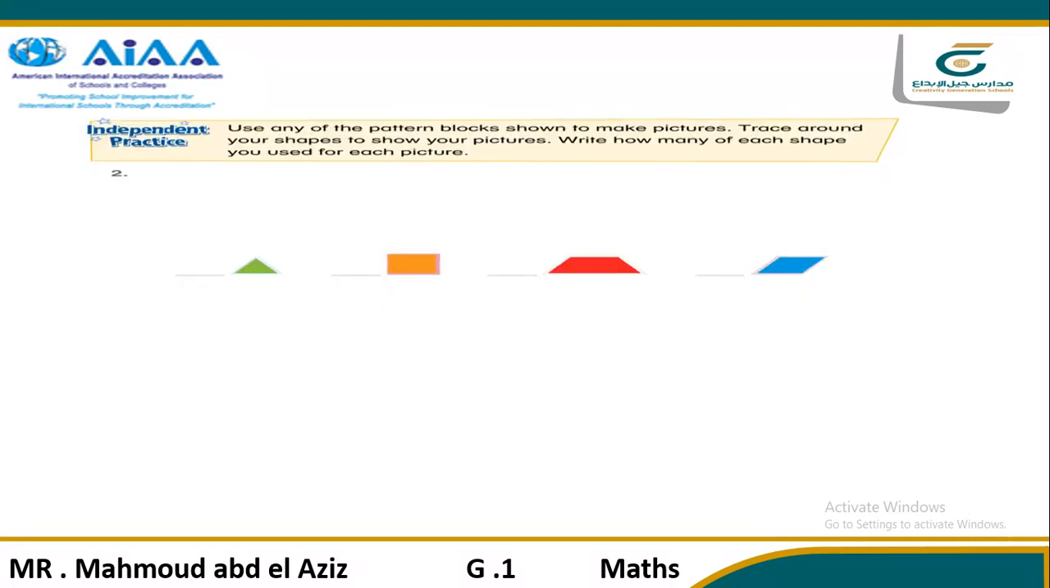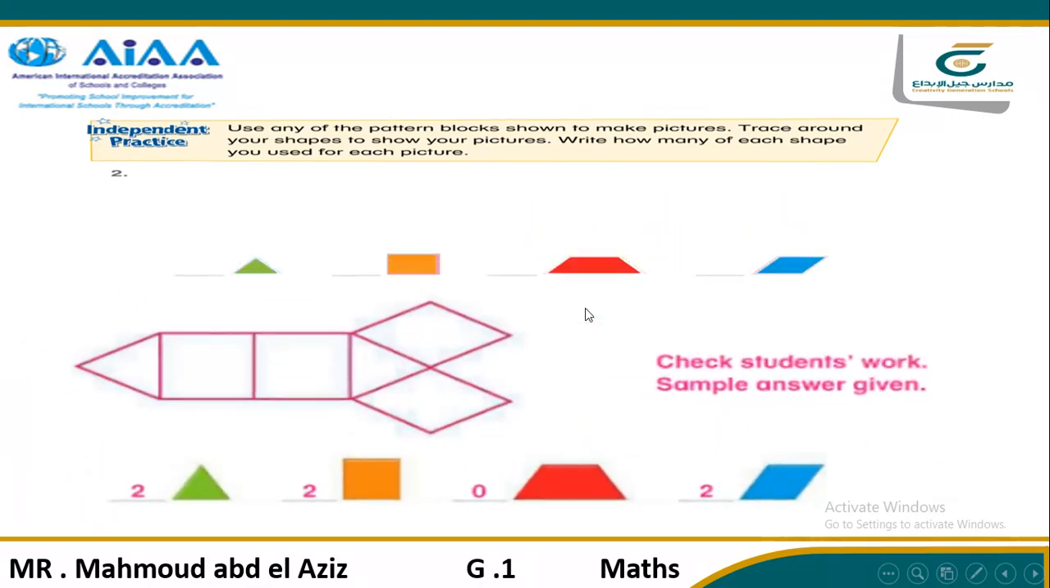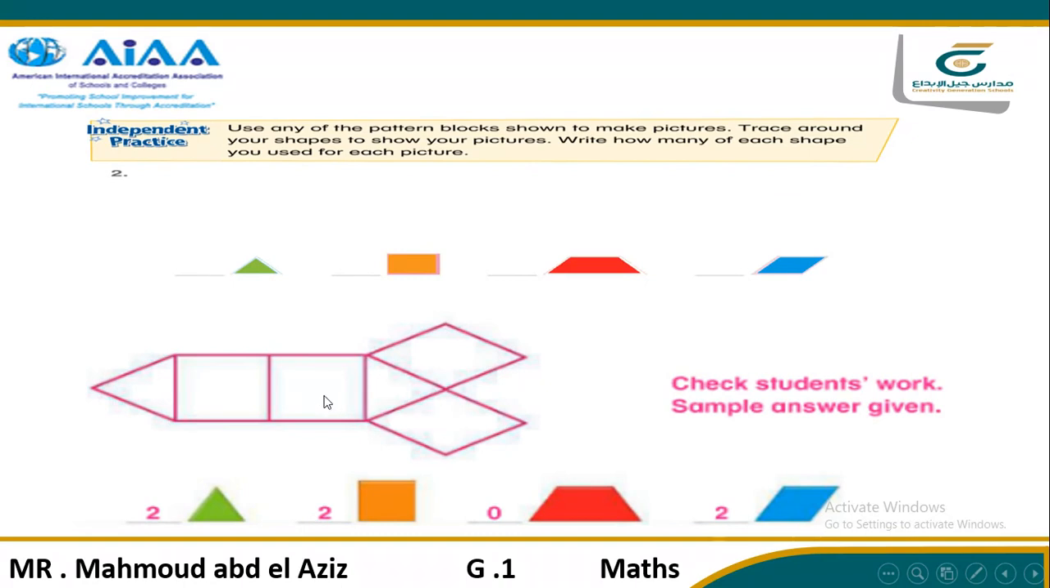So now with our first question. Here we want to use any of these pattern blocks to make a picture and trace around your shapes to show your picture. We have here 4 shapes: triangle, the first one here, and rectangle, and the shape trapezium, and a parallelogram. I want to use them to make a shape. So let's see what our shape is here. That's a rocket.